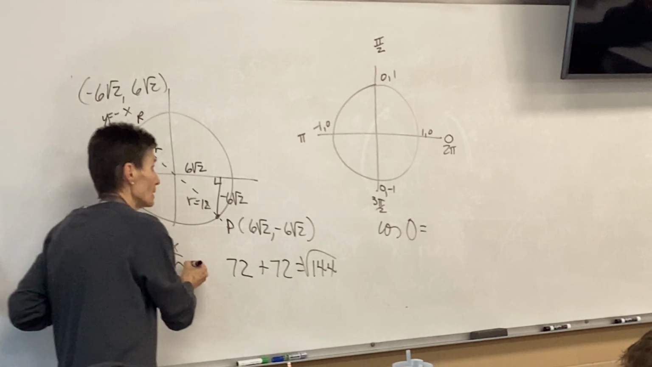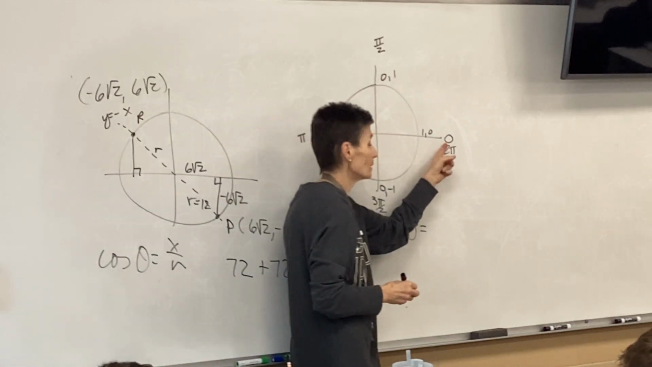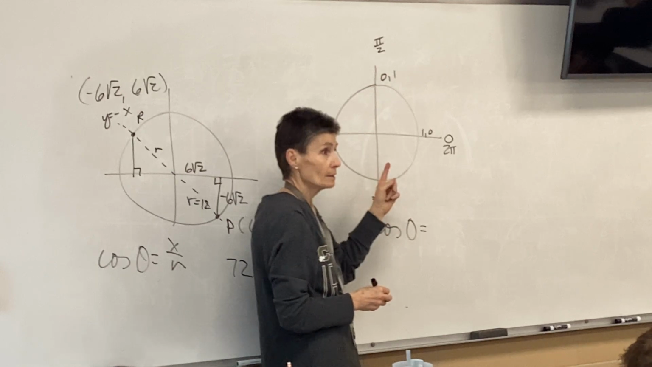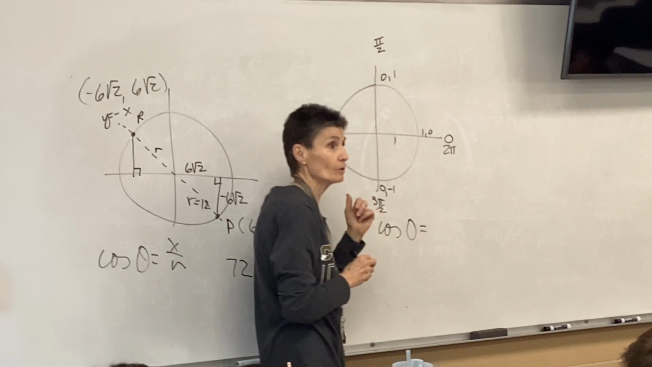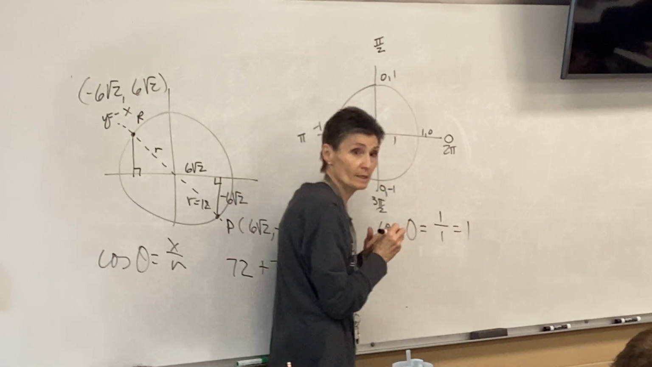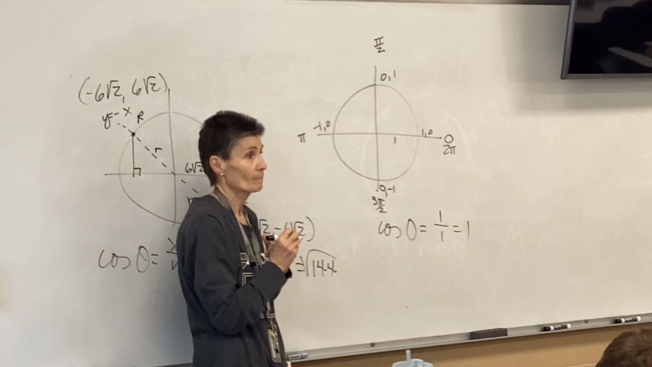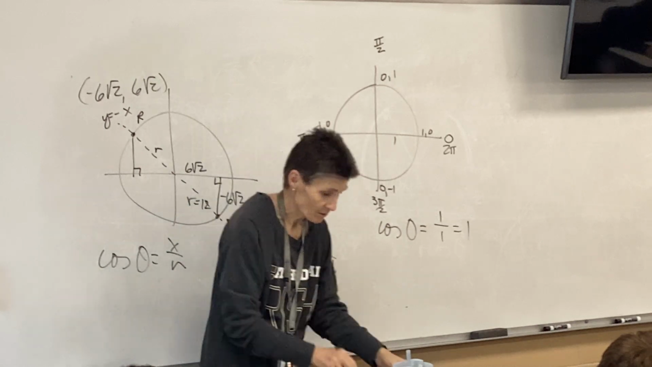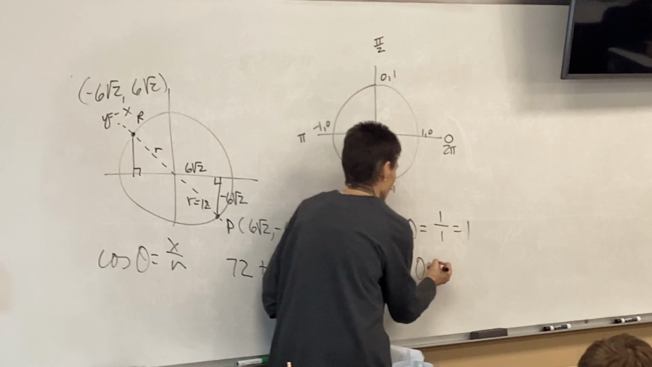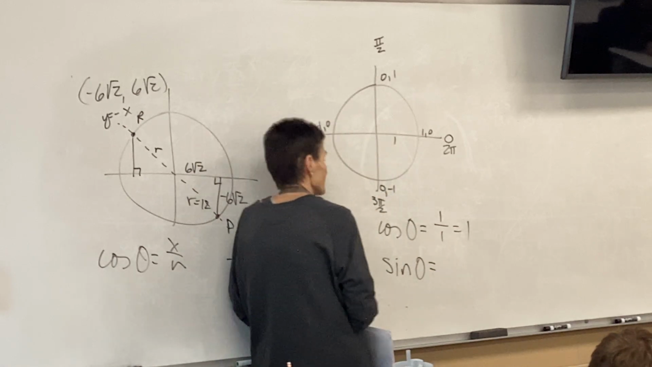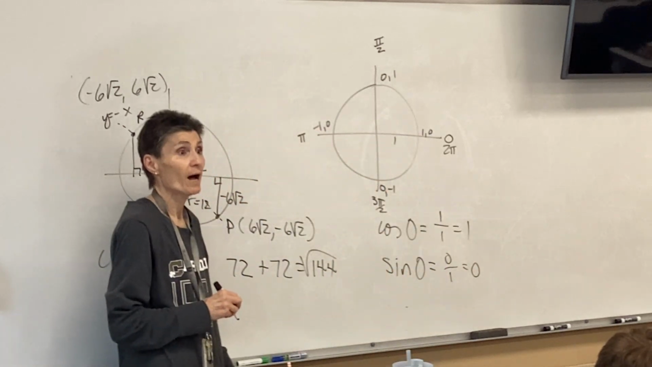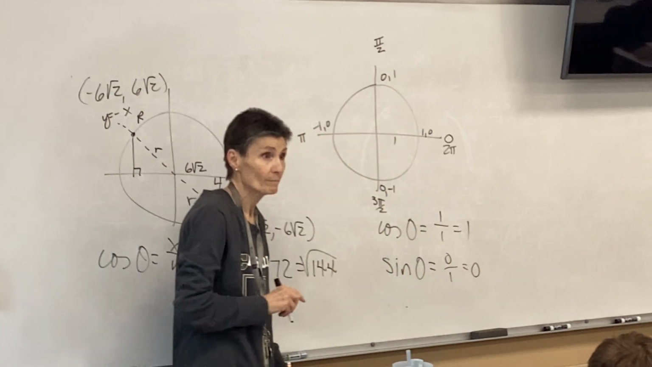X over r. So at 0, do I know x? Yep. Do I know r? Yep, it's 1. Unit circle. So what's the cosine of 0? 1 over 1, which is 1. That is so easy. All right, what's the sine of 0? 0 over 1, which is 0, because sine is y over r.